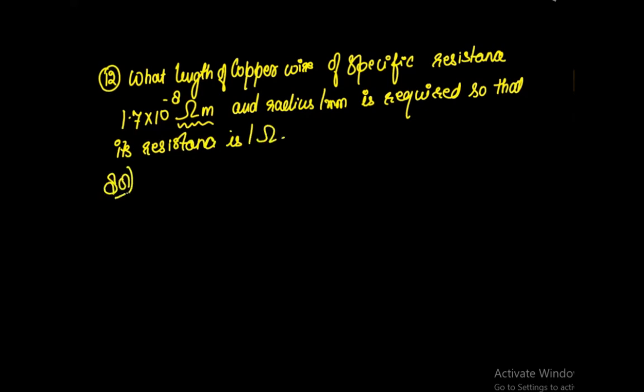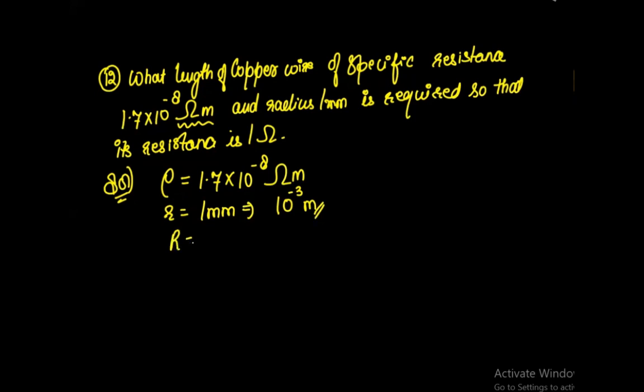Let's do the solution. We have the resistivity as 1.7 into 10 raised to the power minus 8 ohm meter. Then radius is given as 1 millimeter. How will I convert it into meter? Milli means 10 to the power minus 3, like kilo means 10 to the power plus 3. So it is 10 raised to the power minus 3 meter. Then the question says resistance is 1 ohm.